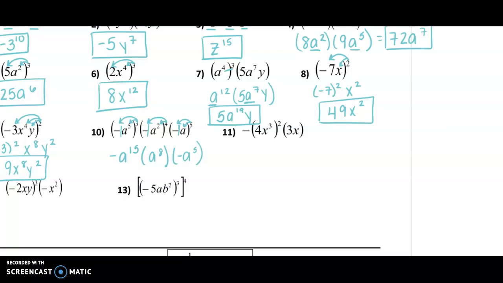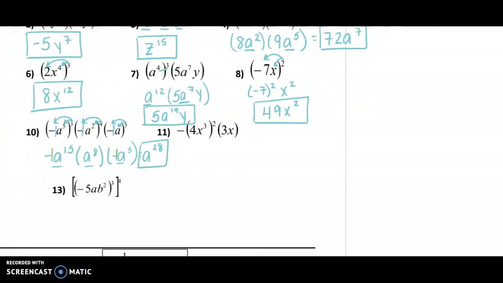So then from there, I do have a negative 1 and a negative 1. Those would become positive. Same bases, so then I add all the exponents. 15 plus 8 is 23, plus 5 is 28. So it would be a to the 28th.